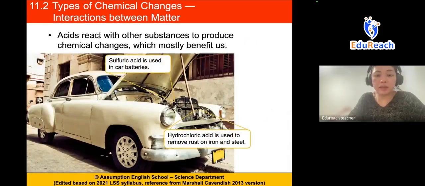I have gone through that. There are many different applications of using acids. For example, sulfuric acid is used in car batteries, and then hydrochloric acid can be used to maintain and clean our cars, to remove rust on iron and steel.